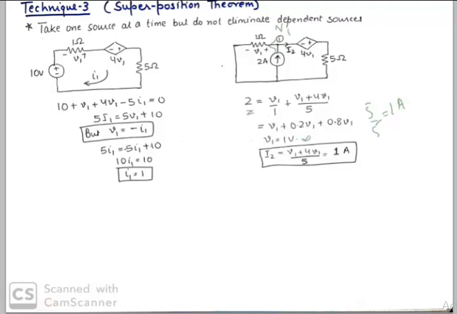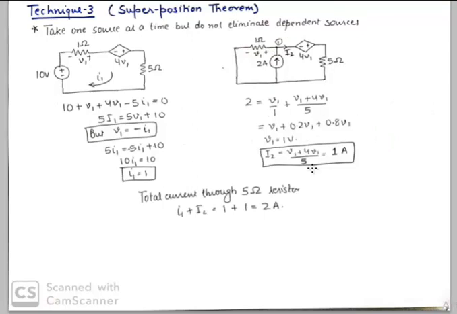And again, the superposition theorem says that the total current flowing through this 5 ohm resistor is the algebraic sum, because they are flowing in the same direction, so they'll be added up.